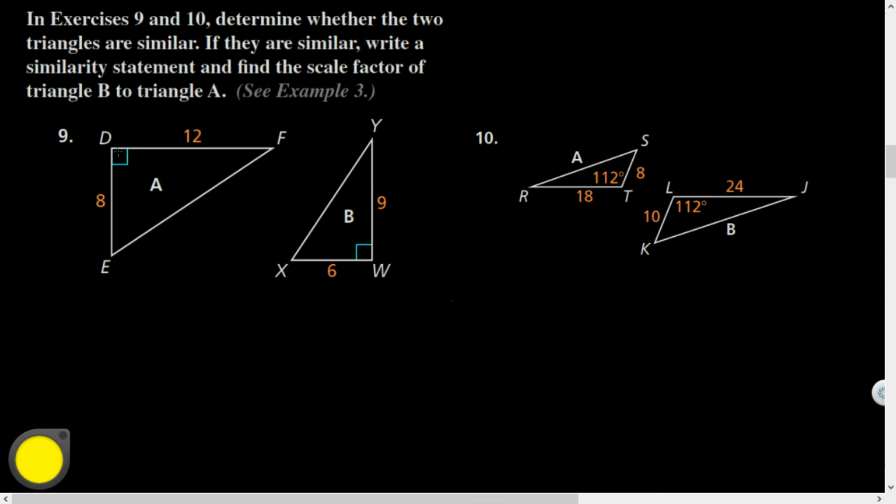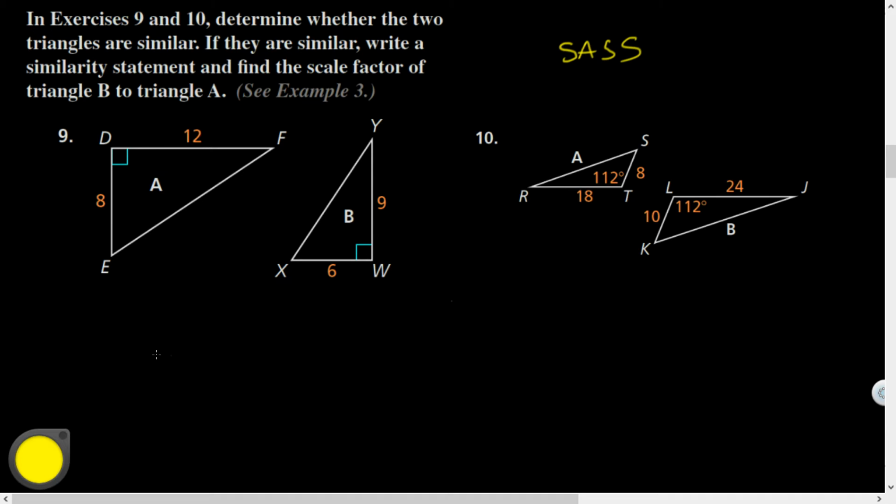So what's your route for question 9? What do you think we could do? Actually, both of these look like I'd use the same route. What method do you think I'm going to try? What means do we have to prove similarity? Right, I'm going to use side angle side similarity theorem, right? SAS. We also have angle angle, and we also have side side side now.